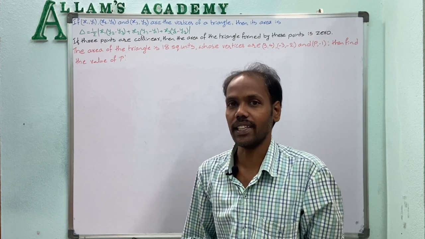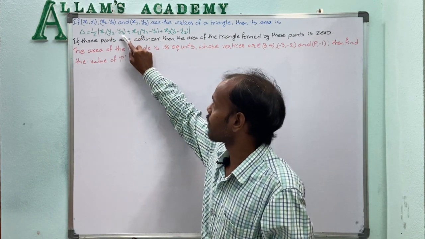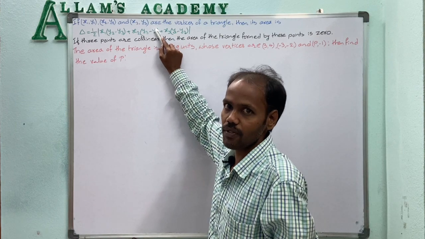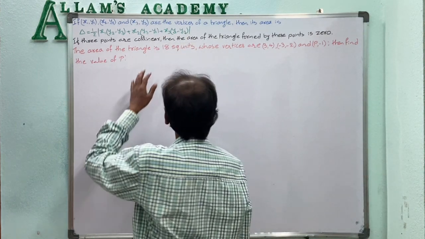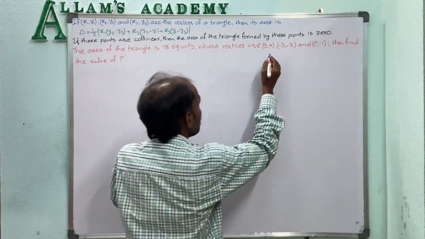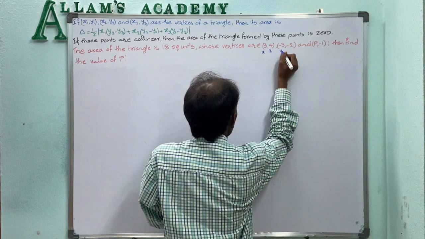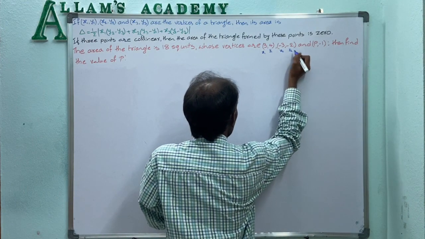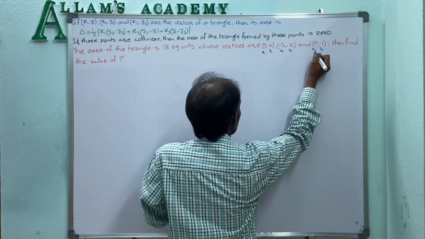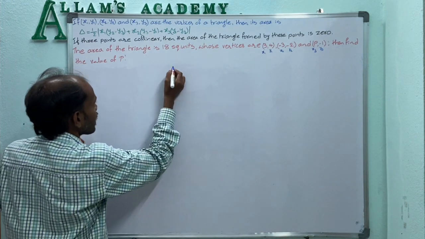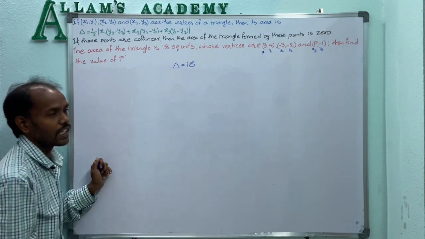We know the area of the triangle principle: if the coordinates are x1, y1, x2, y2 and x3, y3, then it is half mod x1 into y2 minus y3, plus x2 into y3 minus y1, plus x3 into y1 minus y2. In that principle we want to substitute. So the x1, y1 coordinates are 3, 4, and minus 3, minus 2 are x2, y2 coordinates, and x3, y3 coordinates are p, minus 1. Then the area of the triangle delta is equal to 18 square units, given.